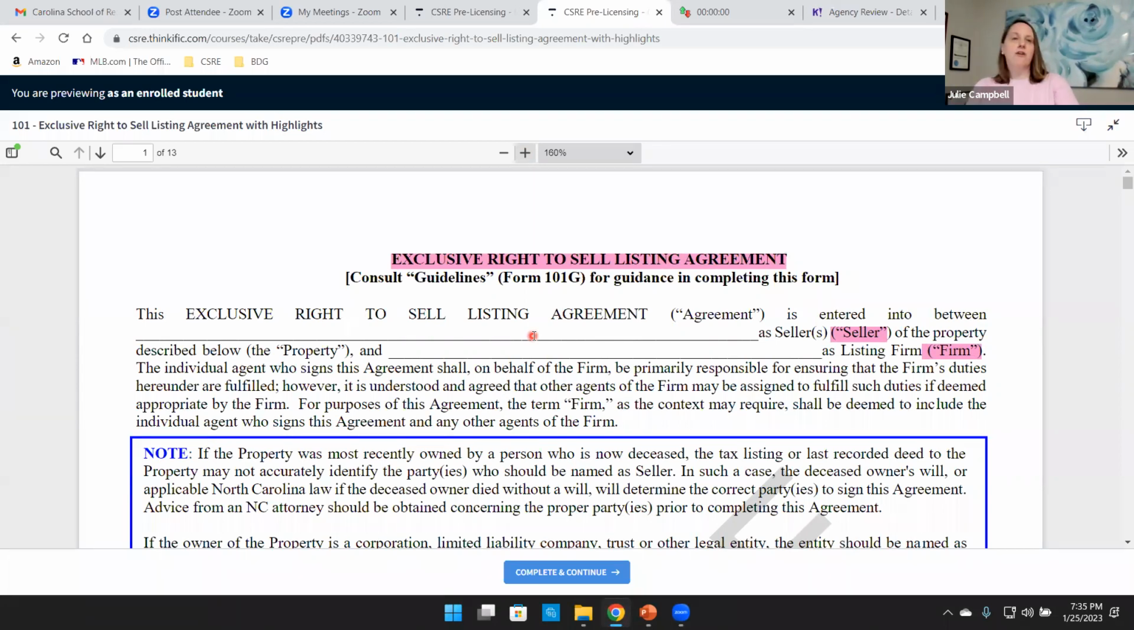You're welcome to read the whole thing. You're going to have to do it eventually anyway, but I don't want you using all your study time for things that you may not see on your test. So when you're looking at these, please just focus on the highlights. That's why they're there.